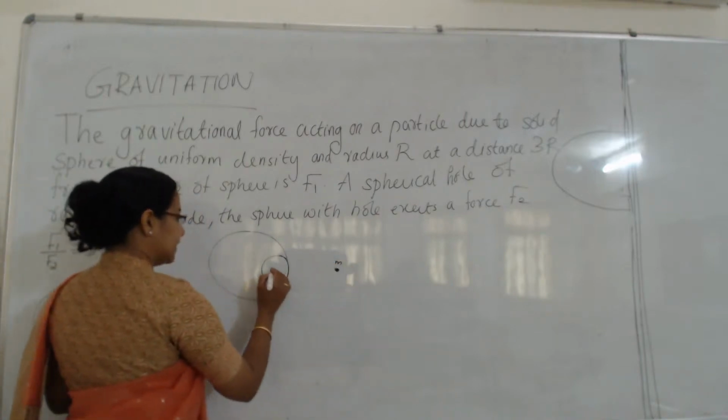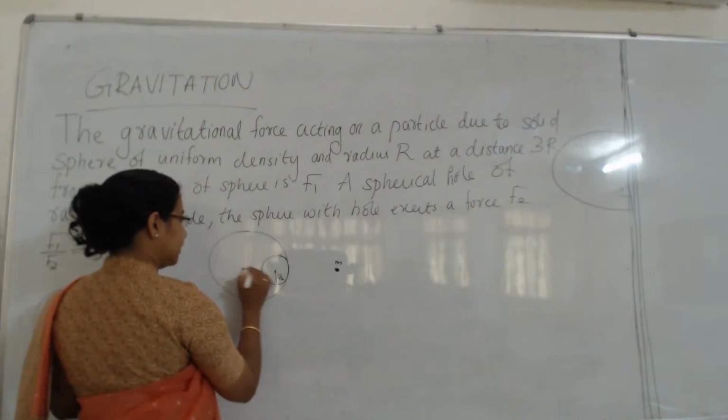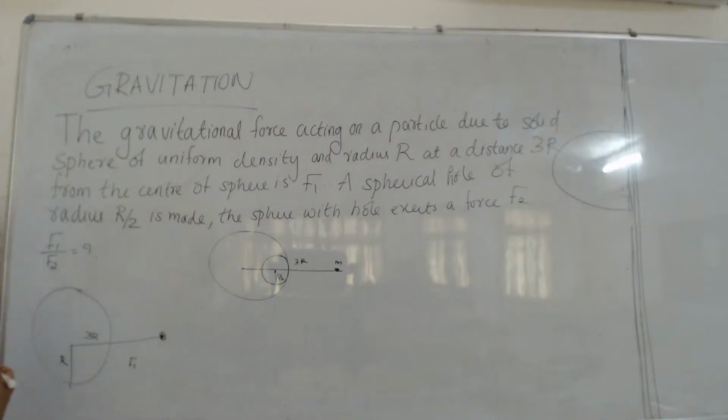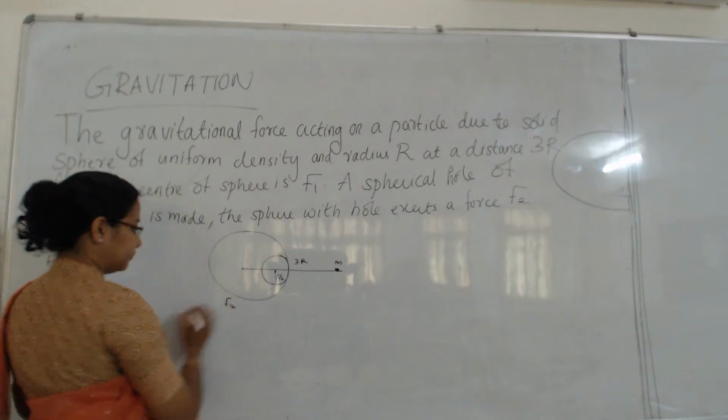Same point I should find here. A particle of mass m is there. This distance will be there, from here to here it is 3r. So I should calculate what is the force exerted, and this is nothing but F2.